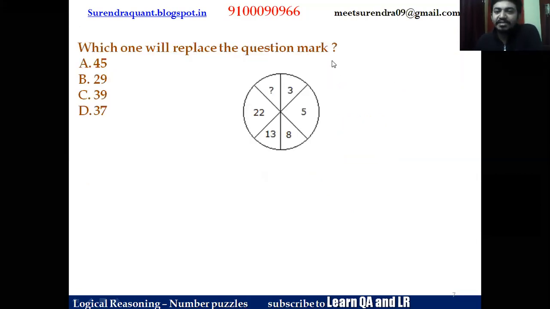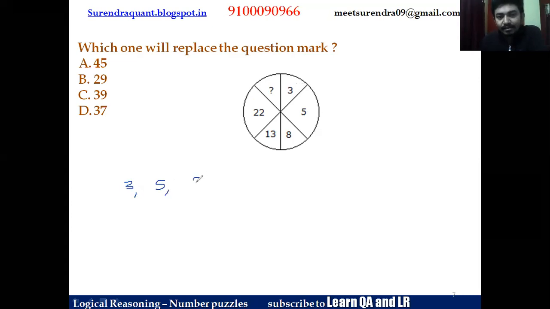Which one will replace the question mark? Sometimes a typical number series question can be fit into a number puzzle. This is one such case. So let us write these numbers in a single row, starting from 3. 3, 5, 8, 13, 22. So if you are very good with number series analysis, this question you can instantly answer, guys.